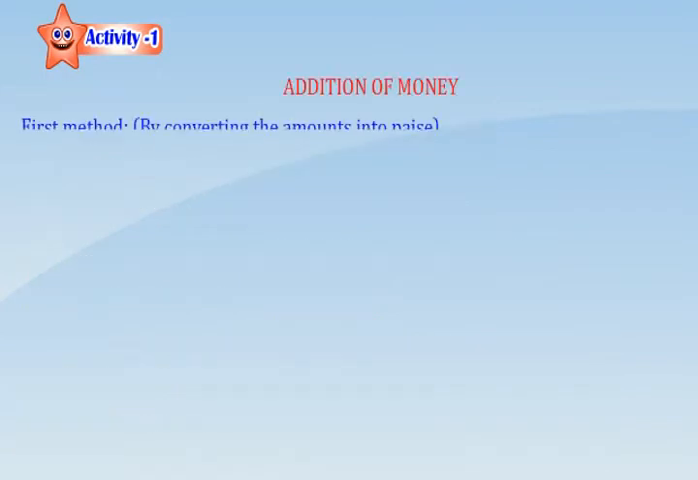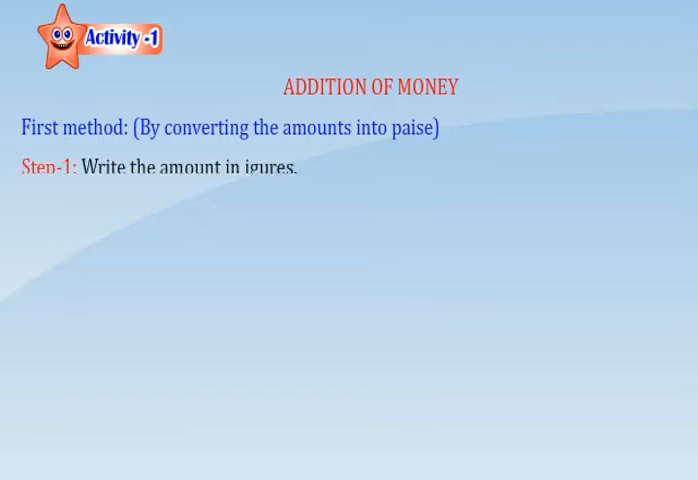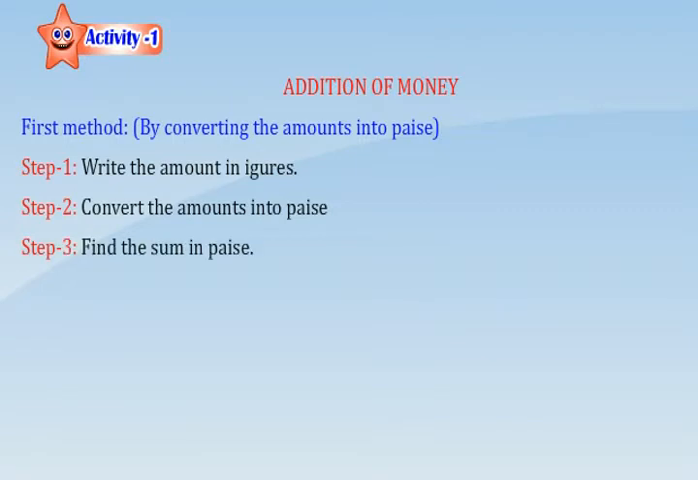Addition of money. First method, by converting the amounts into paise. Step 1. Write the amounts in figures. Step 2. Convert the amounts into paise. Step 3. Find the sum in paise. Step 4. Convert the sum into rupees and paise.